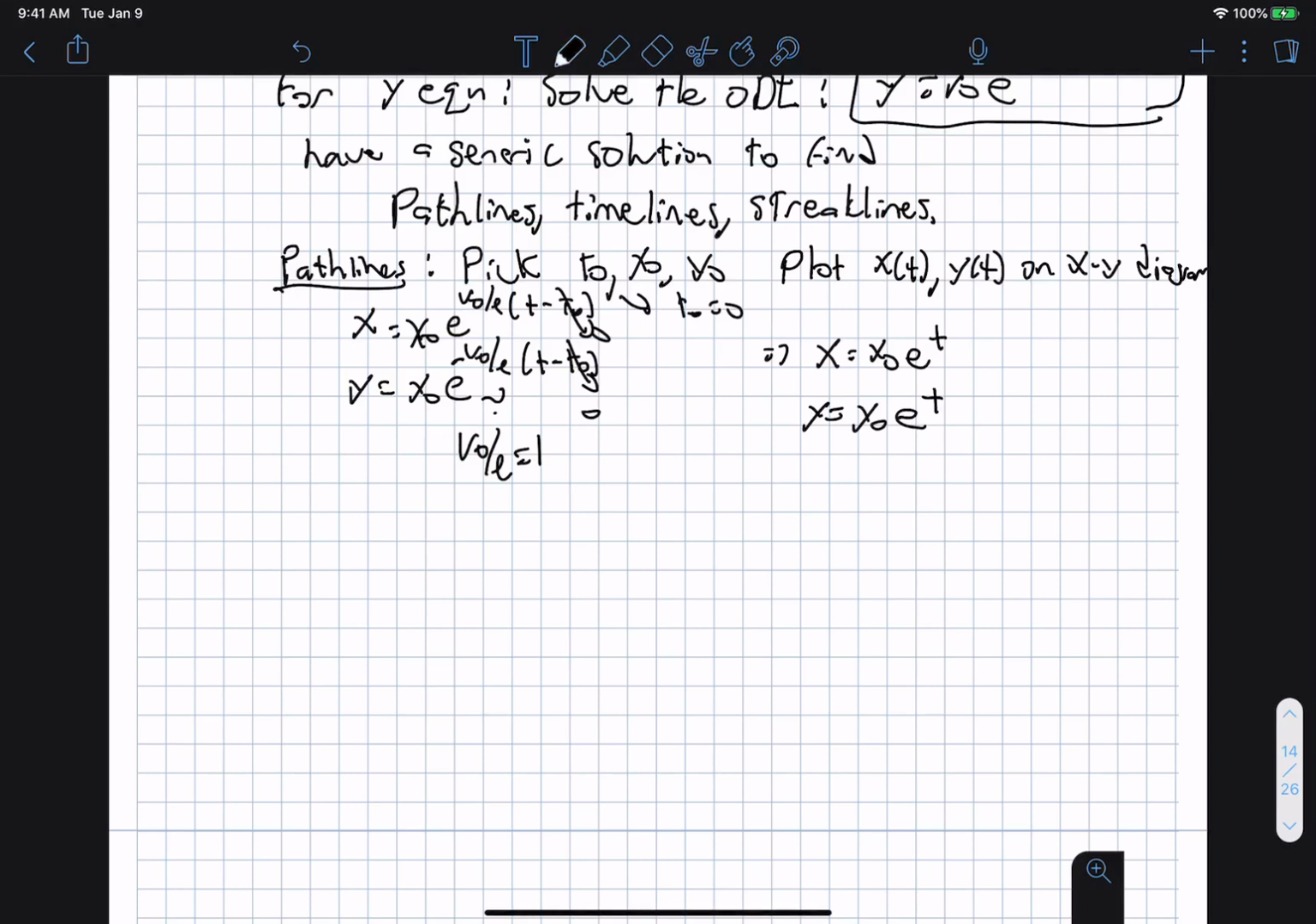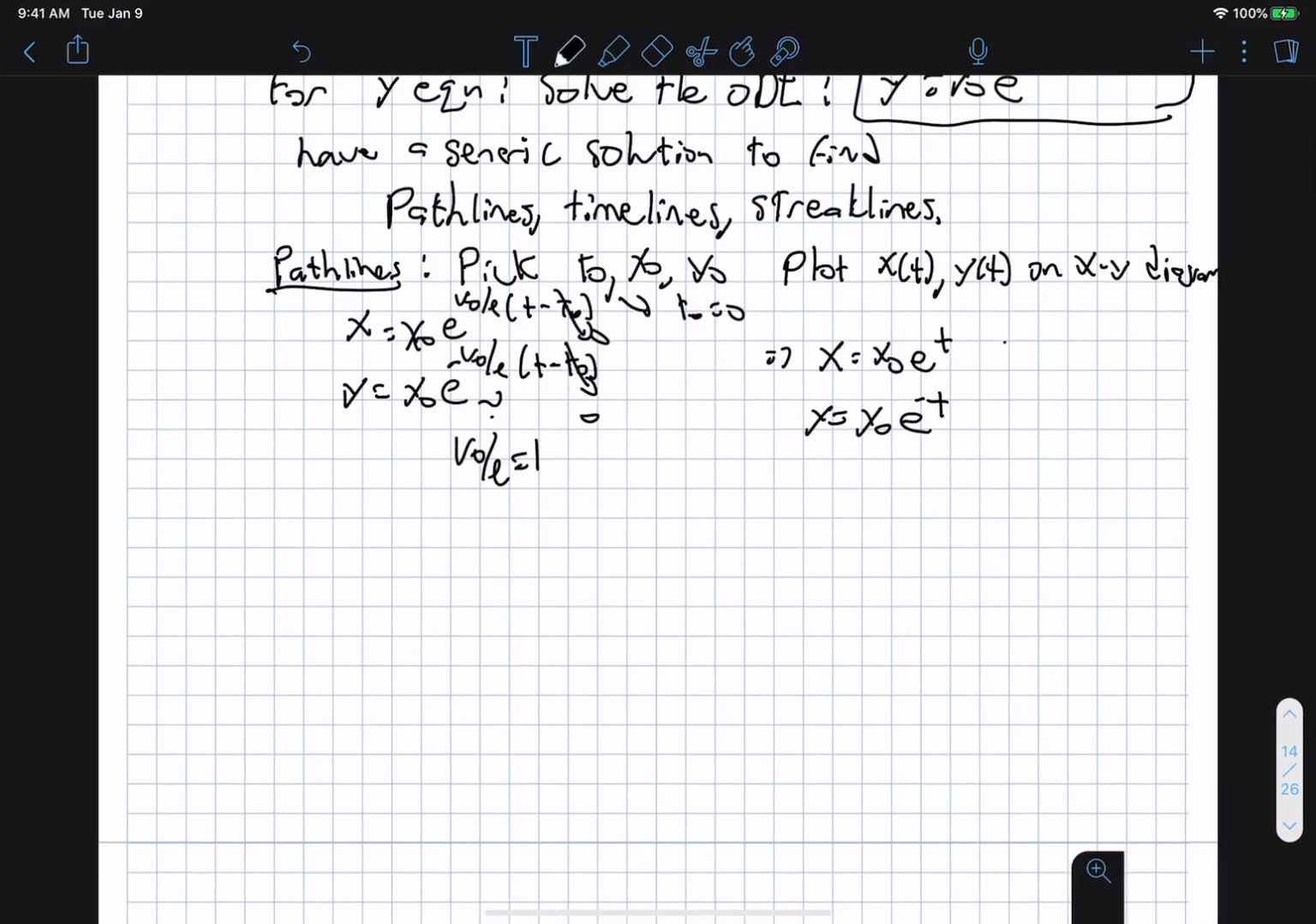Okay, now we can plot this in two ways. One, we can do a parametric plot where we plot x and y parameterized by time, and this should be minus t. Sorry about that. Or we can eliminate time and then get y as a function of x.